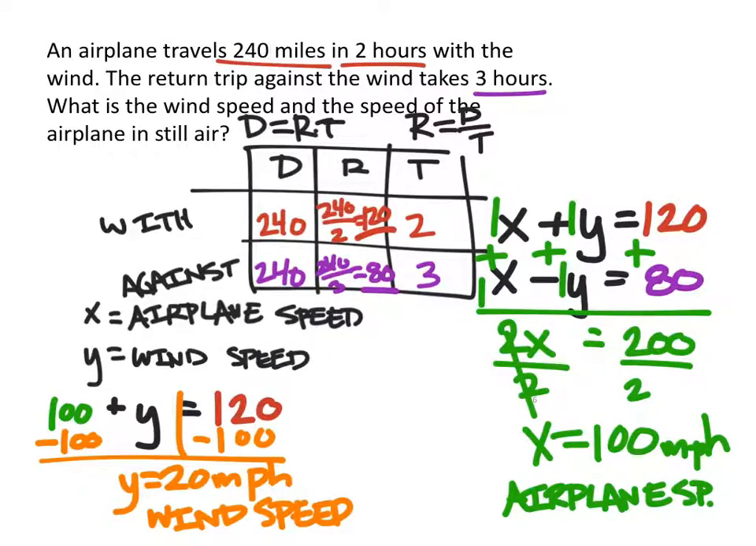Bam. And again, we should be able to check, right? If the airplane speed is 100 miles per hour, just add 20 miles per hour to that, which was the wind speed, and you should get 120, which it does. And subtracting it, right? You take 100 miles per hour against the wind, you'd subtract the 20 miles per hour to get 80, and that one checks off as well.